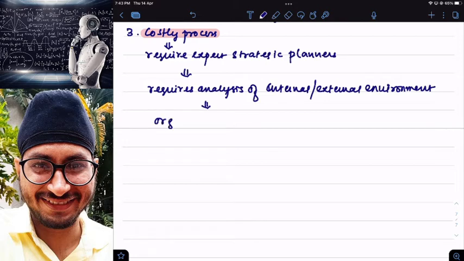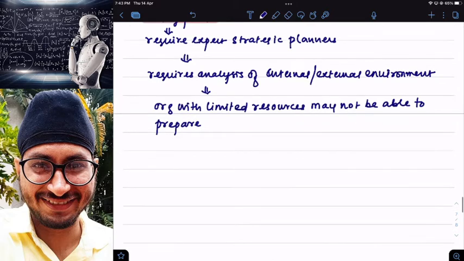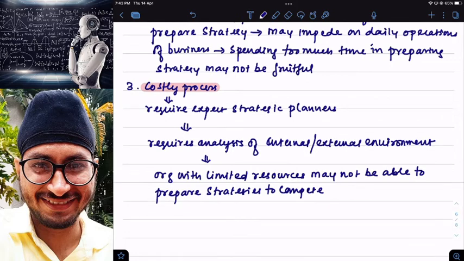That is why organizations with limited resources, limited resources means small businesses, may not be able to prepare strategies to compete. They will not be able to prepare what? Strategies to compete. Simple. Since I don't have enough monetary and non-monetary resources, I will not be interested to hire these people and pay a lot of money to them to prepare a strategy.